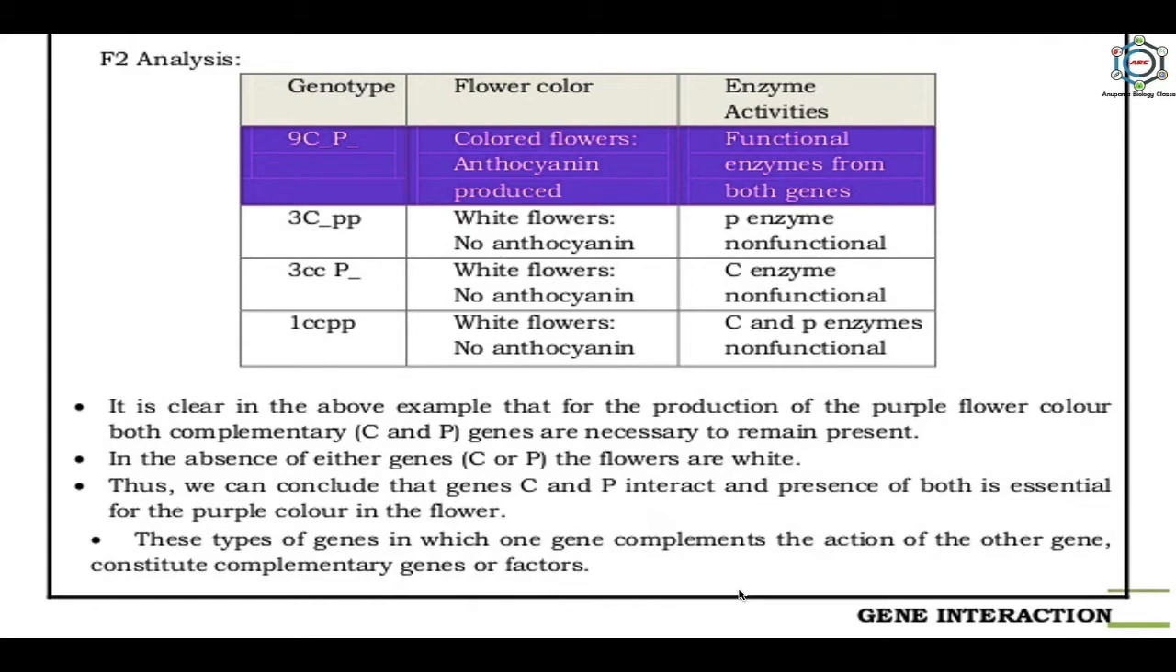According to the F2 analysis, it is clear in the above example that for the production of purple flower color, both complementary C and P genes are necessary to be present. In the absence of either gene, the flowers are white. Thus, we can conclude that genes capital C and capital P interact, and the presence of both is essential for the purple color in the flower. And these types of genes in which one gene complements the action of the other gene constitute complementary genes or factors.